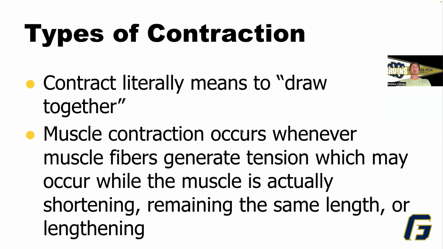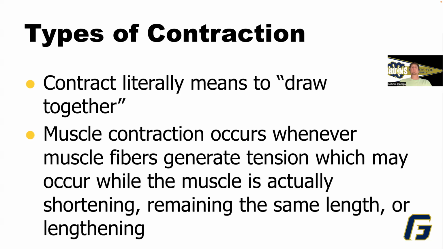We're going to talk about contraction types. So contraction just means whenever the two ends of a muscle, the origin and insertion or the two tendinous ends, are coming closer together, that's what we refer to as a contraction, when those two ends are being drawn together.